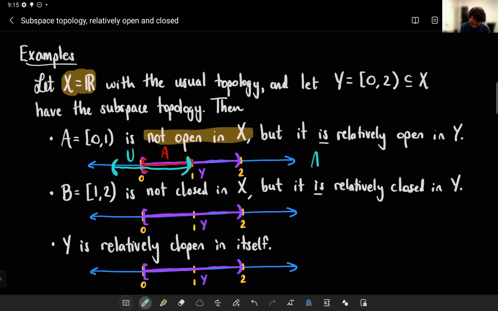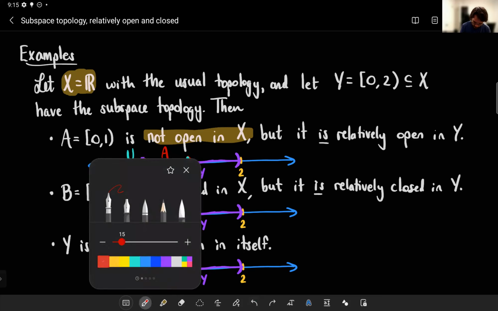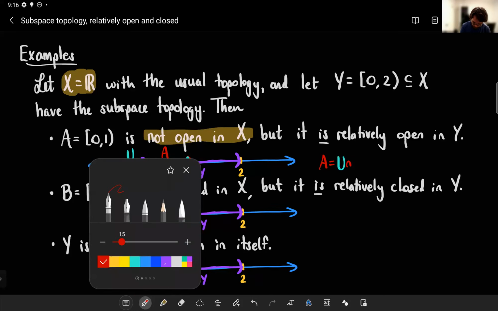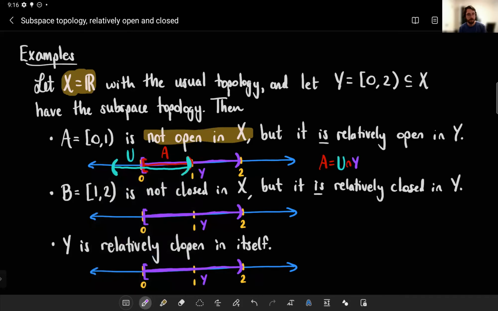so A, sorry, I switched to red. A is the intersection between U and purple. Right, A is the intersection between those things. U is open in X, Y is our subspace. That's the definition of being relatively open, right? A is equal to some open set intersected with our subspace.